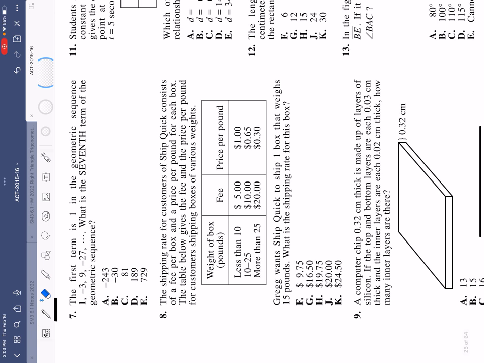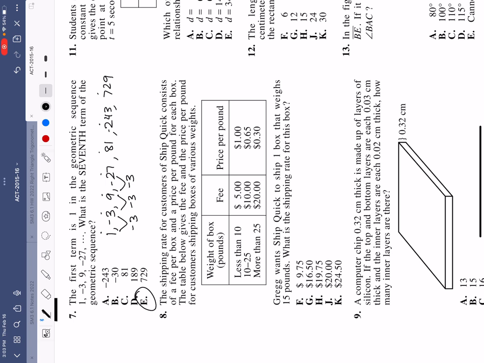So number 7 says, the first term is 1 in the geometric sequence 1, -3, 9, -27. So there's 2 ways you could do this. Honestly, the numbers are going up by -3. It might just be easier to kind of multiply, so times -3, times -3, times -3, times -3, times -3, times -3, and that would get you the first, second, third, fourth, fifth, sixth, seventh term. I actually think that might be the quickest way to just do it because it's only asking for the 7th term. If not, there is a formula.